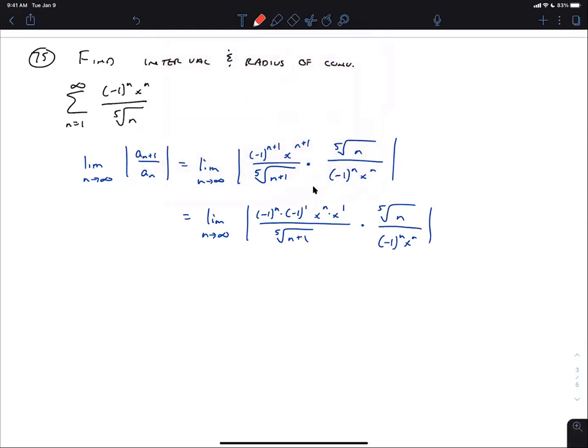Okay, and so now we can cancel. We're going to cancel the negative 1 to the n's. We're going to cancel the x to the n's. And that's all we can cancel.